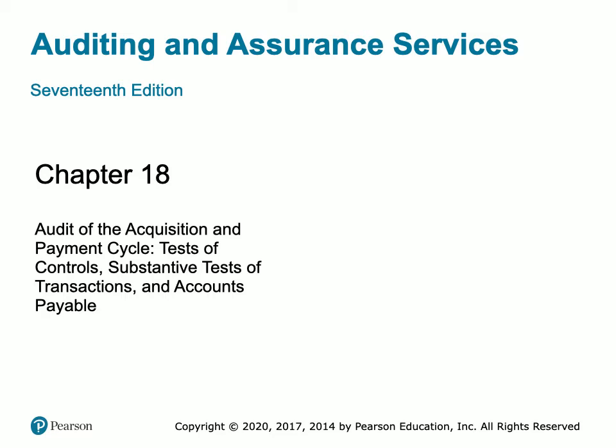So now we're on the other side of the financial statements. We're in the cash out portion of the program. So the things we'll be talking about in the next couple chapters are different types of payments that you'll make and how those flow into the payment and acquisition cycle. So the first part of this is around tested controls and tested transactions and accounts payable.